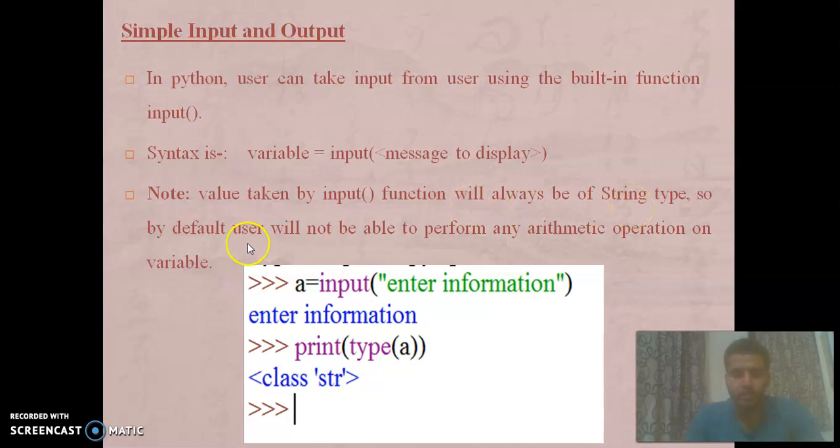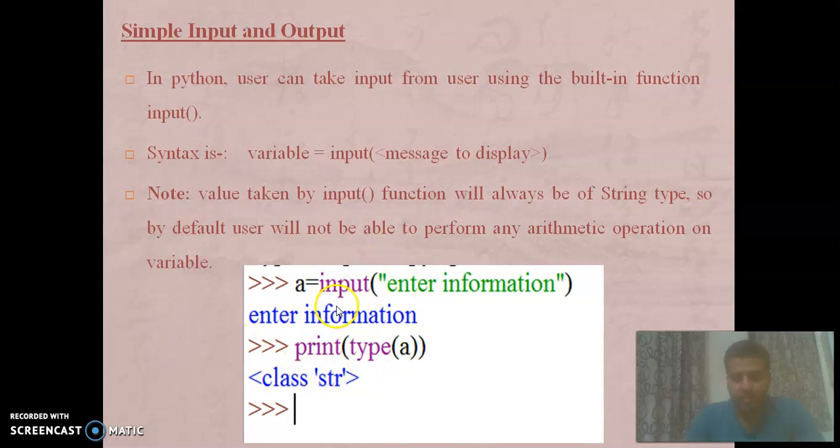Note: the value taken by the input function will always be of string type. So by default the user will not be able to perform any arithmetic operation on the variable. What values you are giving via the input function will be of type string. Let's see the example. Here you can see the snapshot which I have taken from the programming. We will see live programming later.